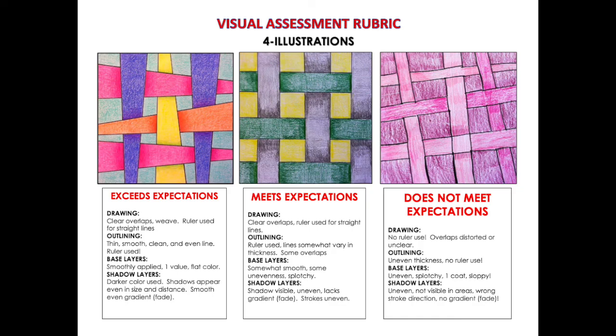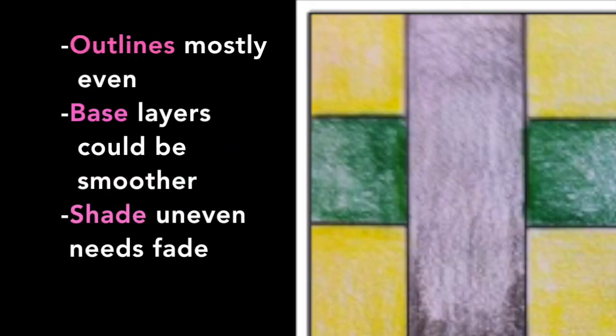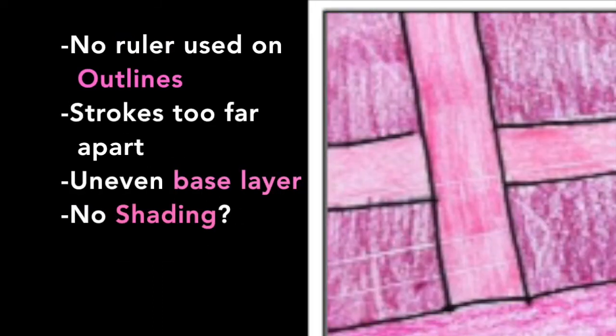Let's take a look at a visual assessment rubric which shows projects that exceed, meet, and do not meet expectations. This project has even outlines, close strokes, base layers are really nice and neat, and shading is nice and smooth. This project, the base layers are pretty smooth, the outlines are mostly even, but the shading is a little bit uneven. This project meets expectations. This project does not meet expectations. A ruler was not used on the outlines, the base layers are not smooth, and there is no shading evident.